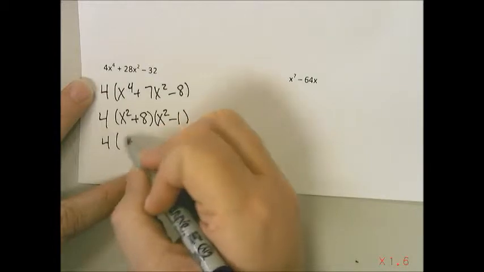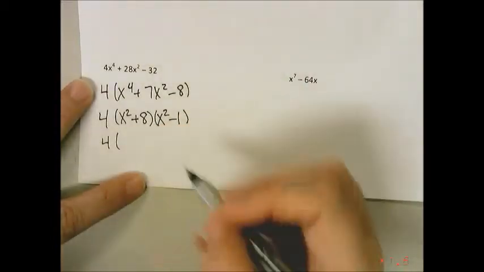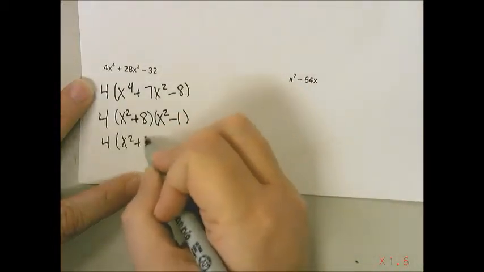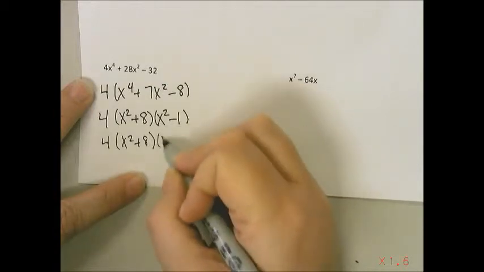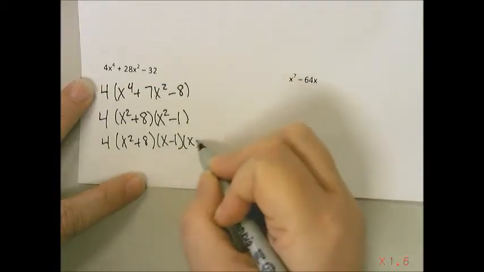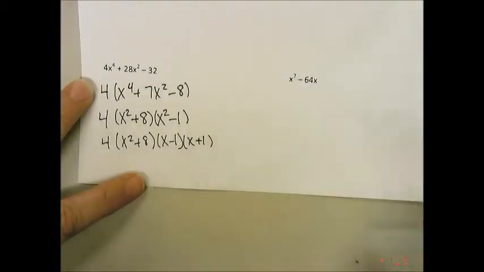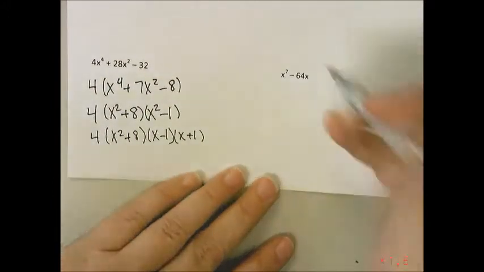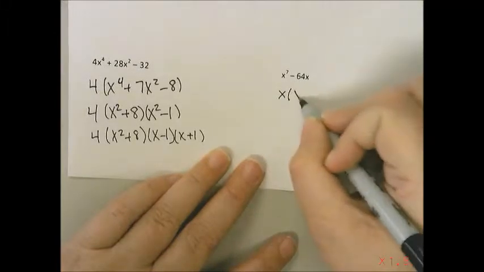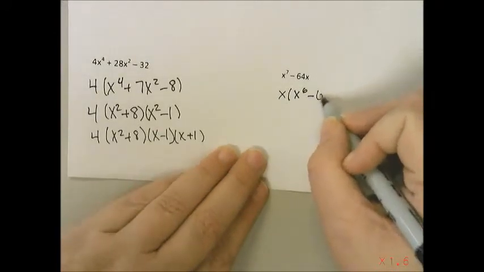So we're going to take this, the x squared plus 8 does not factor into anything else. This is the difference of squares, so this is x minus 1, x plus 1. It doesn't matter the order that you put them in as long as you have them all. This last one, we can factor out an x. So it's x to the 6 minus 64.